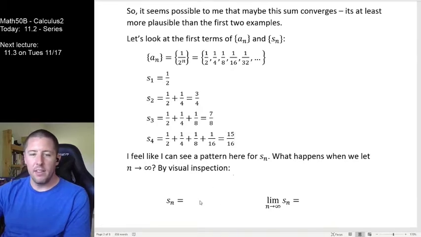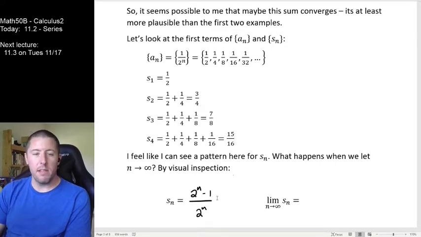It looks to me like S sub n, the denominator term of S sub n, is always going to be 2 to the n, right? 2 to the fourth is 16, 2 cubed is 8, 2 squared is 4, 2 to the 1 is 2. I can see that n-related pattern right there. And what I can also see is that in each of the numerator terms, it's always just 1 less than that.